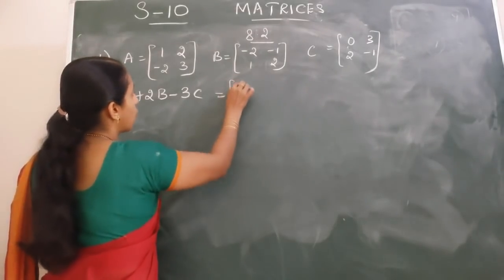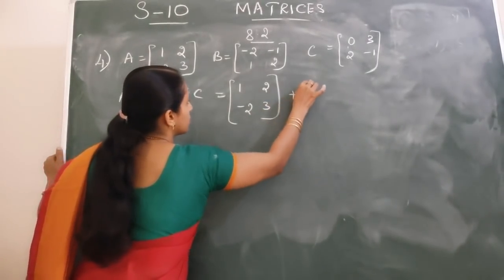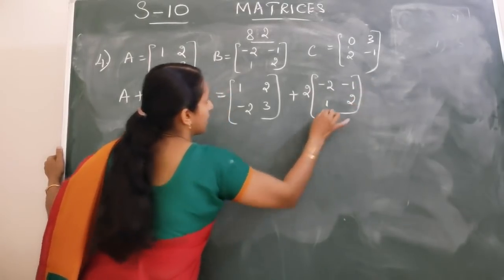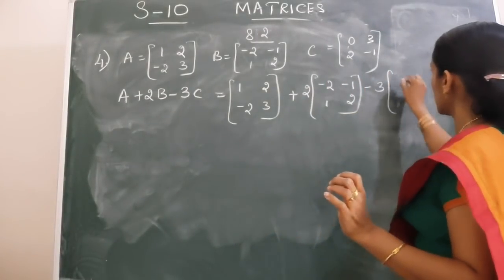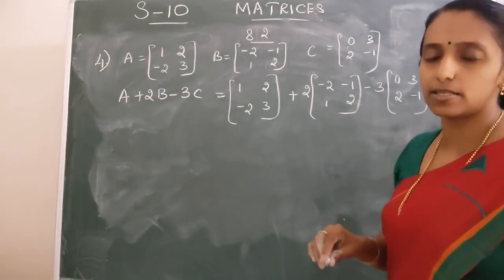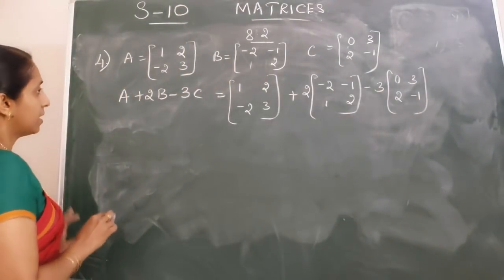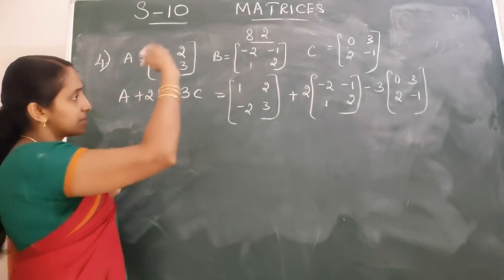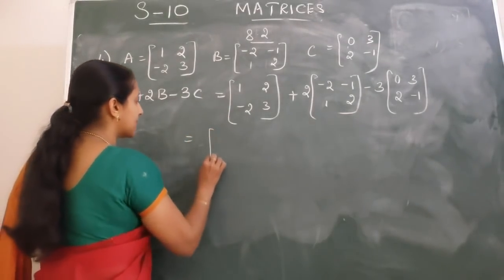That means 1, 2, minus 2, 3, plus 2 times the bracket minus 2, minus 1, 1, 2, minus 3 into 0, 3, 2, minus 1. This is A plus 2B minus 3C. Now you can simplify. Either you multiply the 2 inside the matrix, that's also no problem. So we are going to write it as a single matrix.